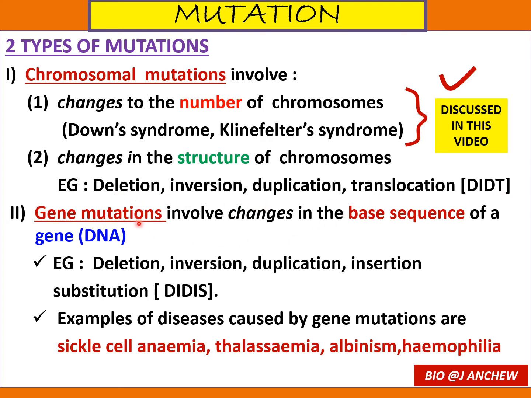Now, as for gene mutations, it involves changes in the nucleotide or base sequence of a gene. So examples are when there is, we also call it deletion, inversion, duplication, insertion, and substitution, involving the bases, adenine, thymine, guanine, and cytosine. So examples of diseases caused by gene mutations are sickle cell anemia, thalassemia, albinism, and hemophilia. So all these are serious, many of these are serious diseases. They are caused by gene mutations.